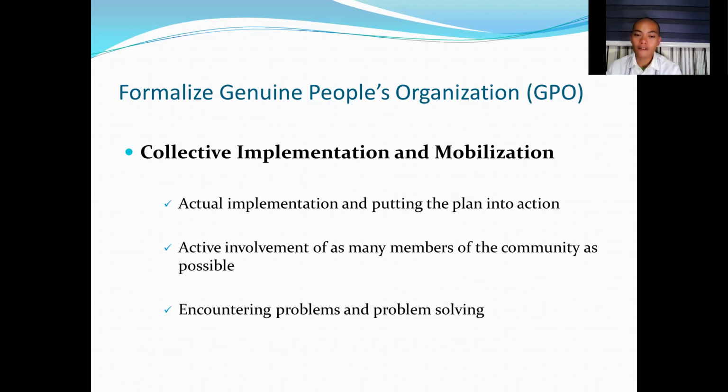Active involvement of as many members of the community as possible. So it's not only the student nurses who should be moving. So as many members of the community as possible. And once we encounter problems, you must be able to monitor. I think this was the last part of our 113 theory, monitoring. It is through monitoring that you detect problems, adjust, and solve problems, your problem solving.